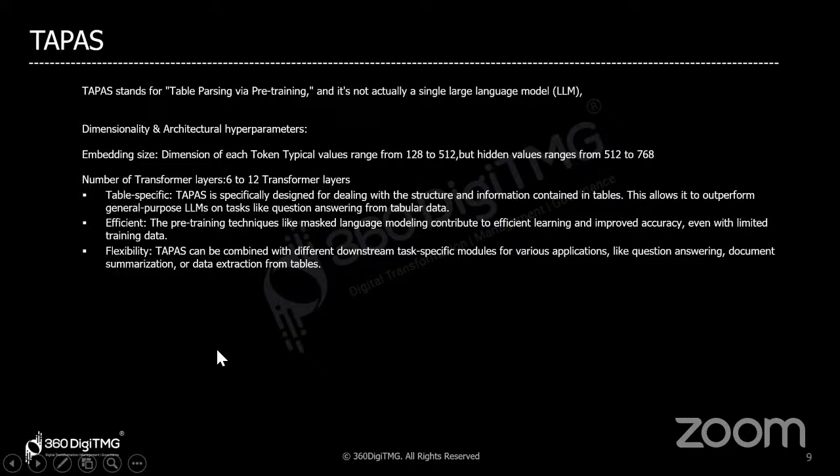TAPAS is specifically designed for dealing with the structure and information contained in a table. This allows it to outperform general purpose LLMs on tasks like question answering from tabular data. Then there is efficiency. Pre-training techniques like masked language modeling contribute to efficient learning and improved accuracy even with limited training data. And there is flexibility.